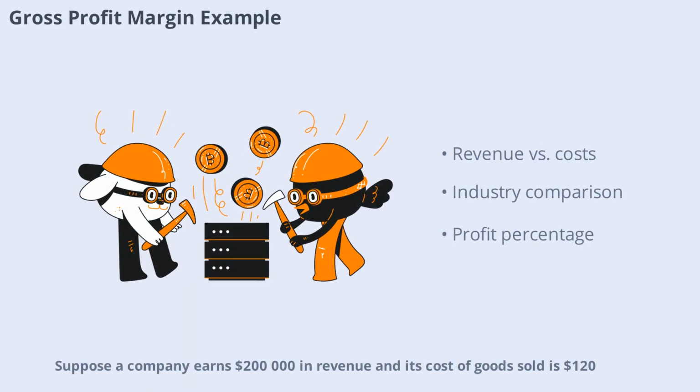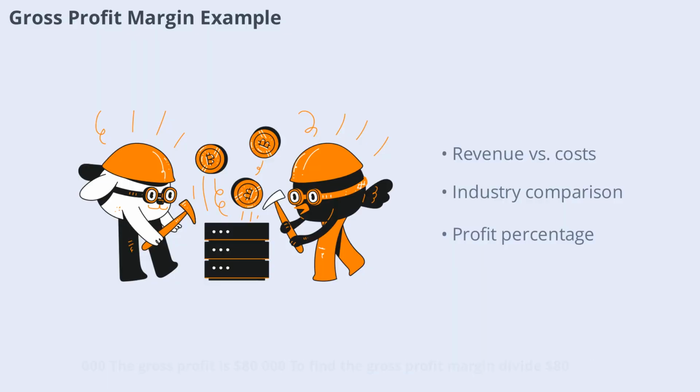Suppose a company earns $200,000 in revenue and its cost of goods sold is $120,000. The gross profit is $80,000. To find the gross profit margin, divide $80,000 by $200,000, which equals 0.4 or 40%. This means the company keeps 40 cents of every dollar in sales after paying for production costs. A higher margin is generally better, but it's important to compare with industry averages.